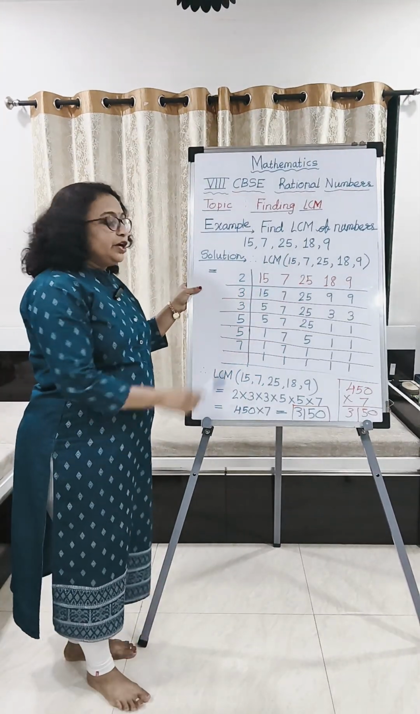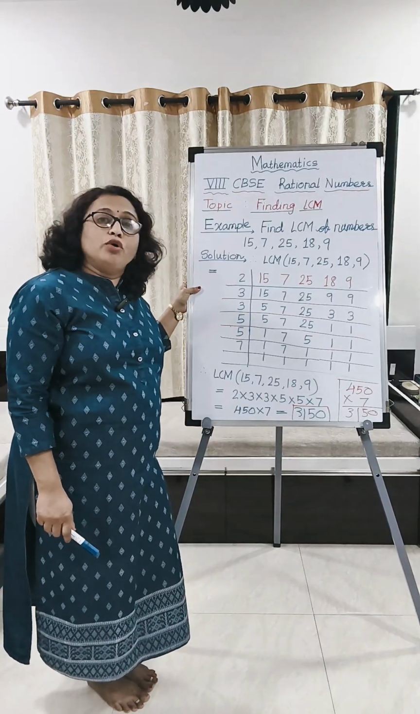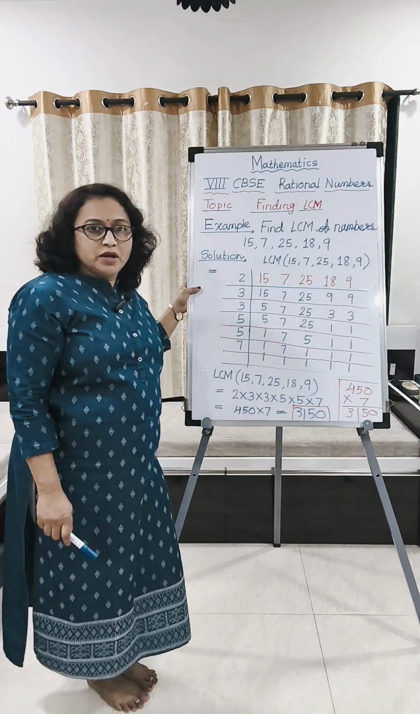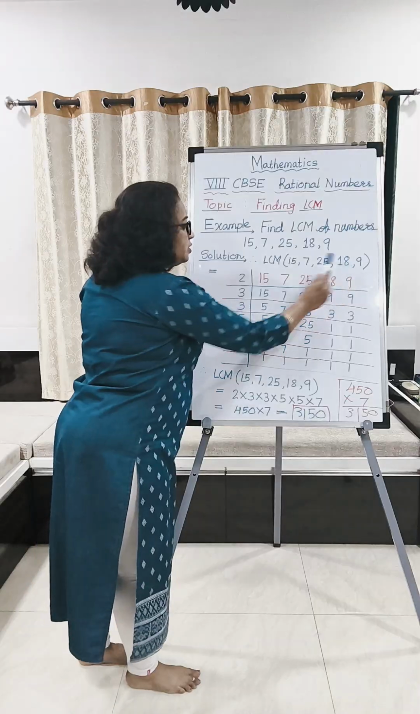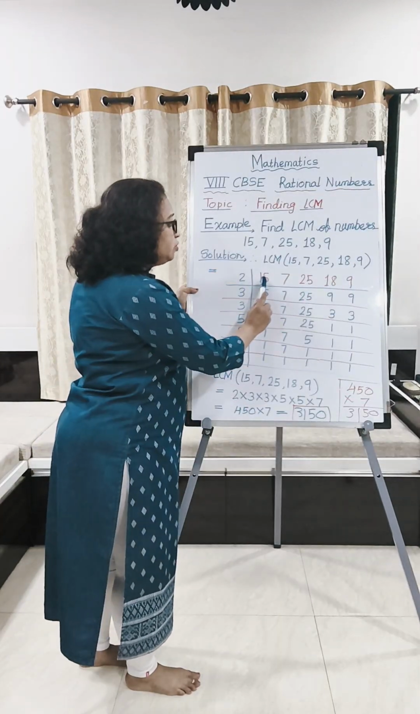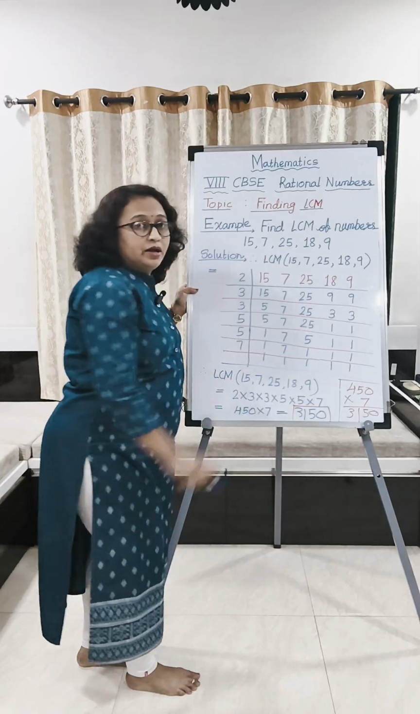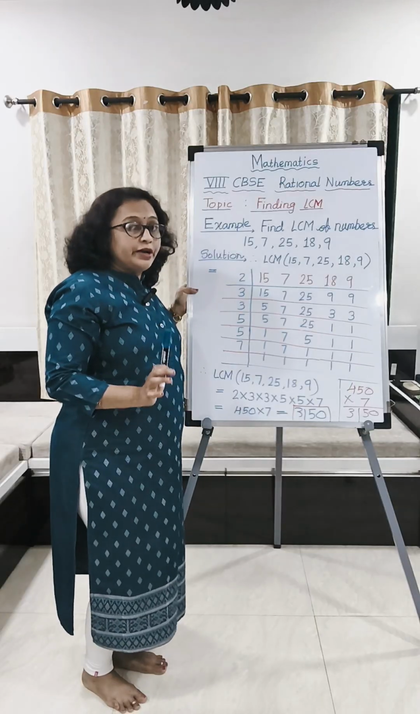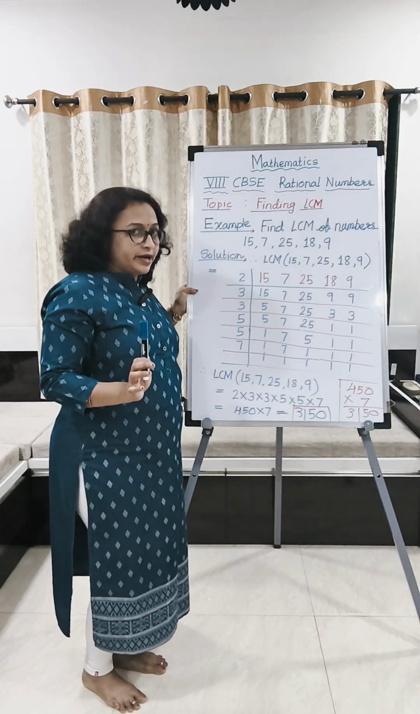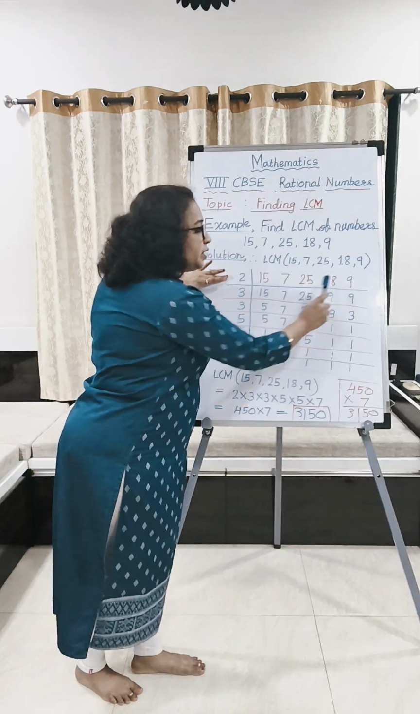Okay, here also we are going to follow the same procedure of finding the LCM of more than 3, 4, 5 numbers. So our solution will be, write all these numbers in columns as 15, 7, 25, 18, 9. Students, remember here there are 5 numbers. We are going to find out the LCM of 5 numbers at a time. Okay, now is there any even number here?